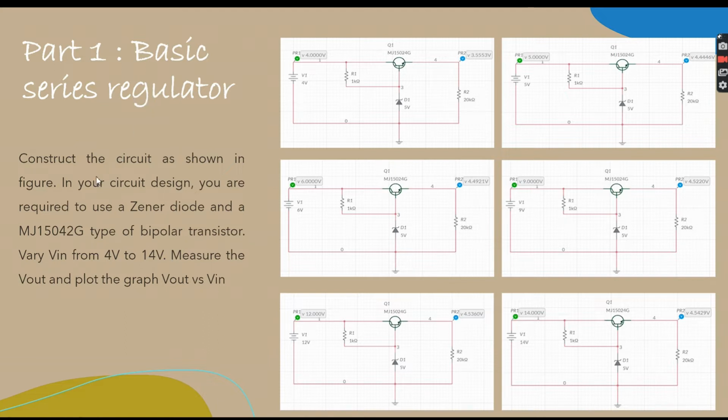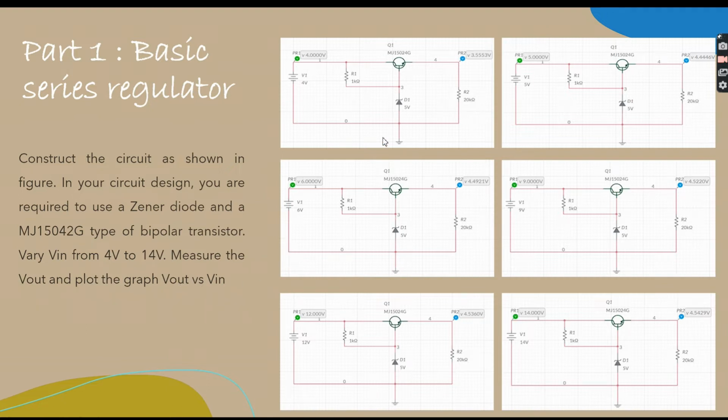For part 1, construct the circuit as shown in the figure. In your circuit design, you are required to use a Zener diode and an MJ15042G type of bipolar transistor. Vary Vin from 4 volts to 14 volts. Measure the Vout and plot the graph Vout versus Vin.